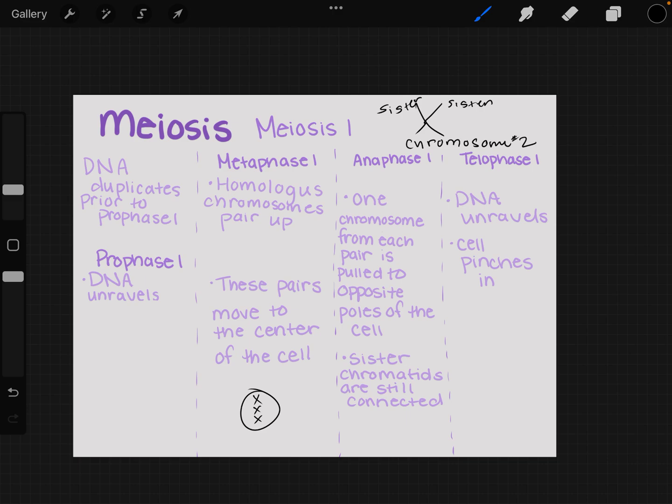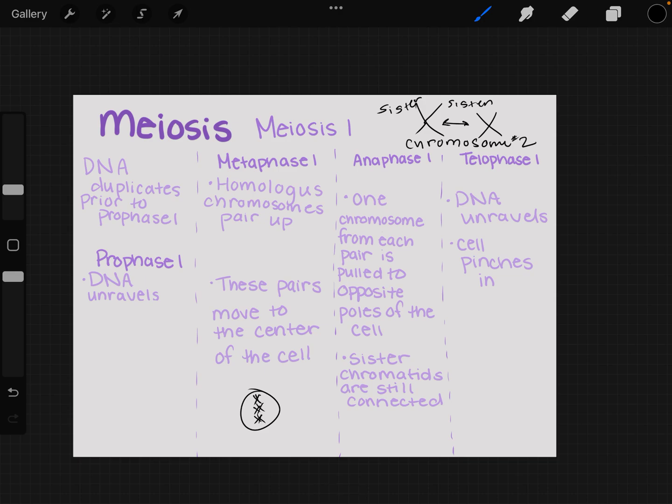So these pairs are going to move to the center to align like we are used to, except instead of just one of these, it's going to be 2, and they're going to pair together because they're best friends, aka they're both chromosome number 2. They might have slightly different DNA, and that's normal. That's actually what you want. And they are going to move to the center of the cell.